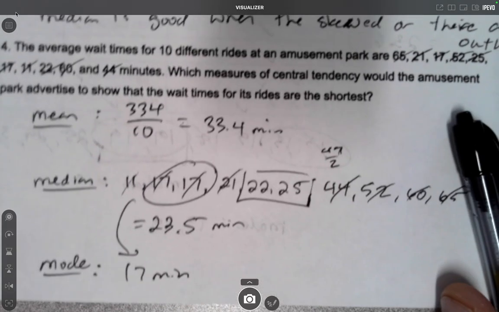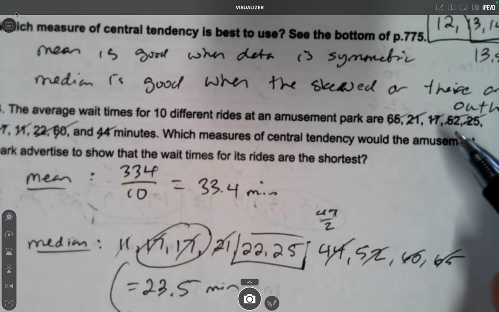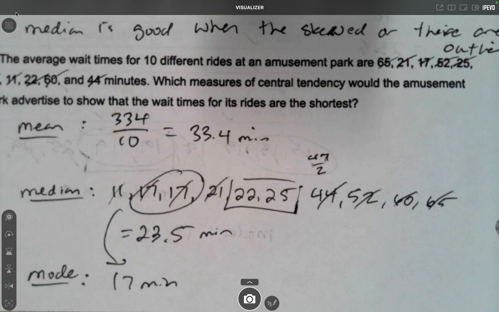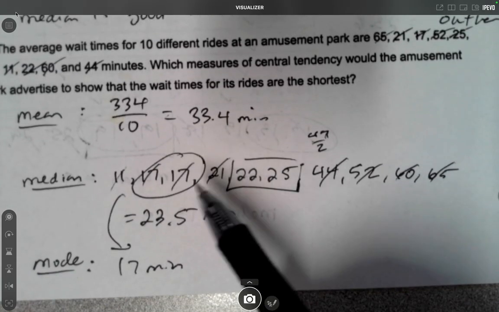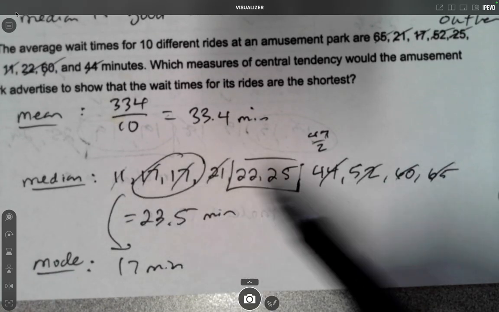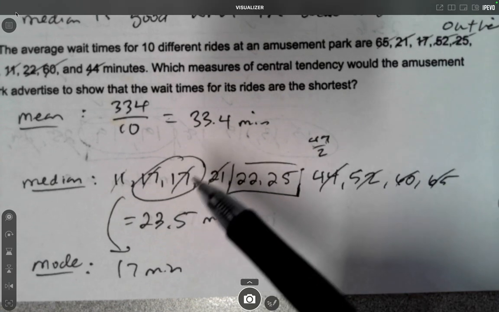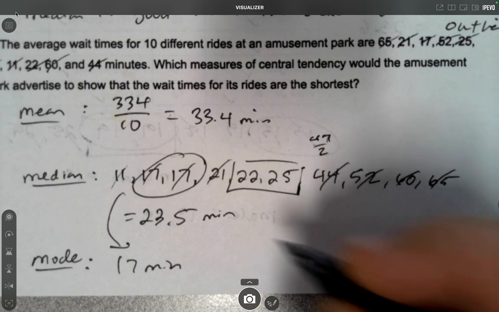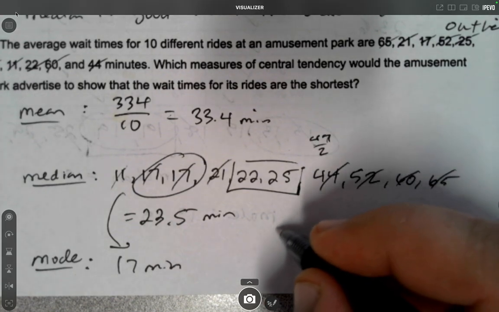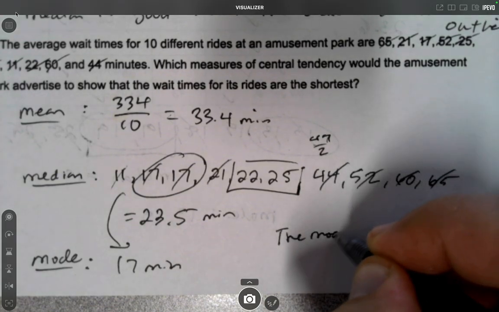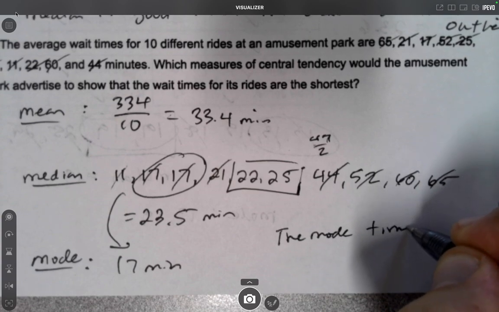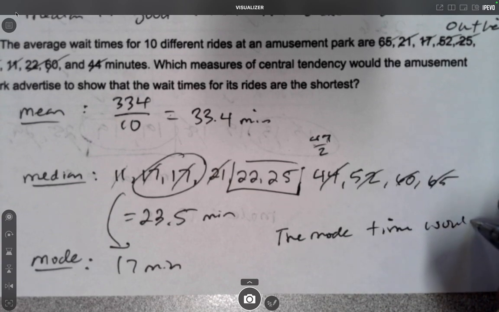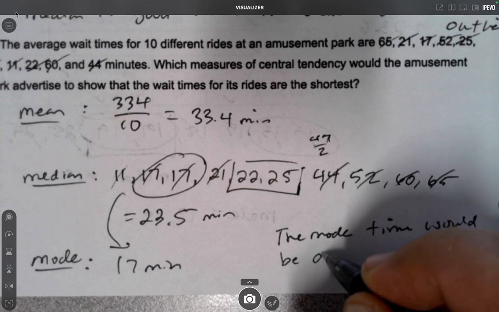So while I might argue, based on what's set up here, that the mean is the better response, because it reflects the fact we have some low ones and some high ones, and these are spread out this way, what the advertisers want to say is that the mode is the best, because it's the shortest. So the mode time would be advertised because it's the shortest.